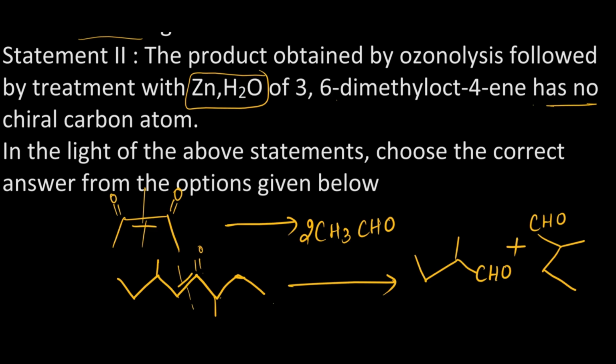They are saying that it has no chiral carbon atom. Let's check. This is CH3, CH2, this is CH, which is chiral. Here also the CH is chiral. So there is a chiral carbon present over here. So statement 1 is true, statement 2 is false.